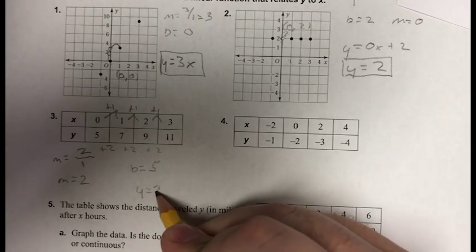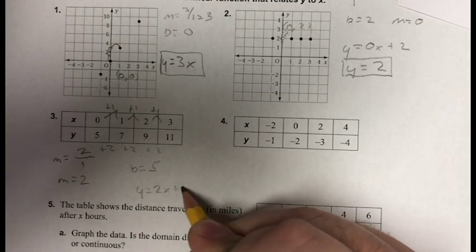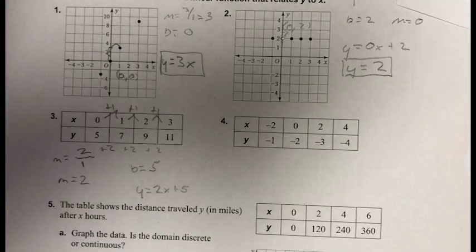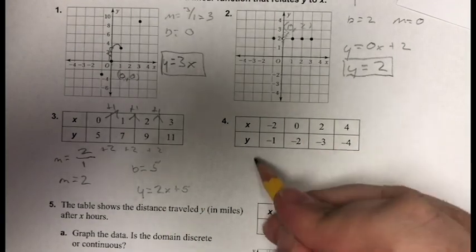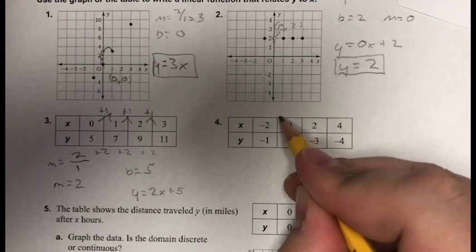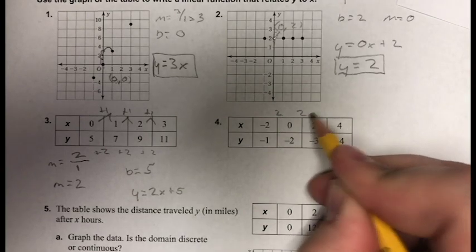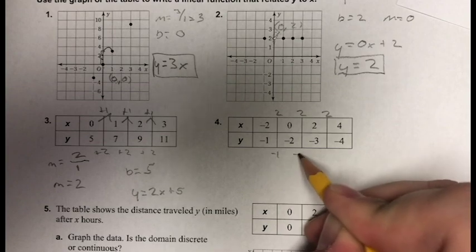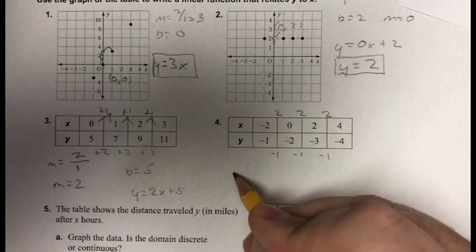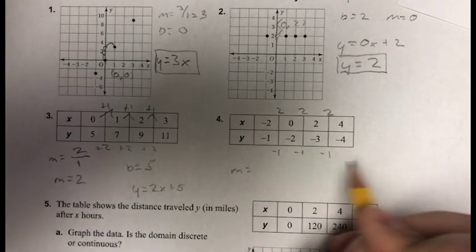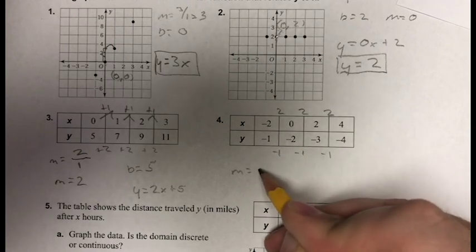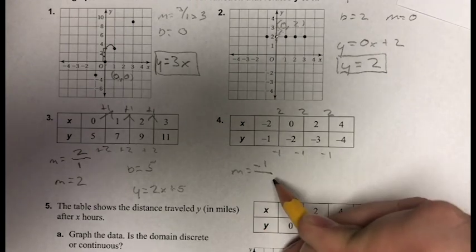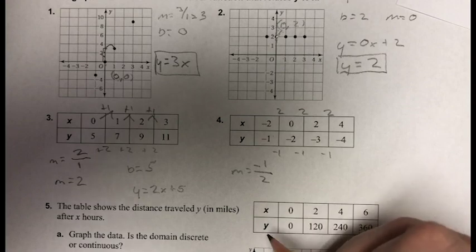Y is equal to a slope of 2 times x plus 5. I'm done. So same concept over here. I can already tell you that I have a +2 each time, and then on these, I have a -1 each time. So my rise is going to be going along my y. So my rise is a -1, and my run happens to be 2.